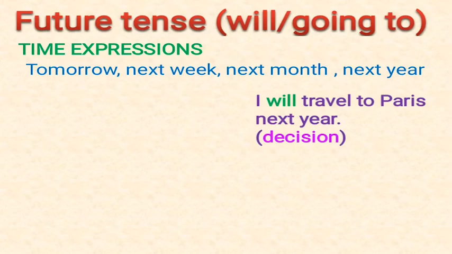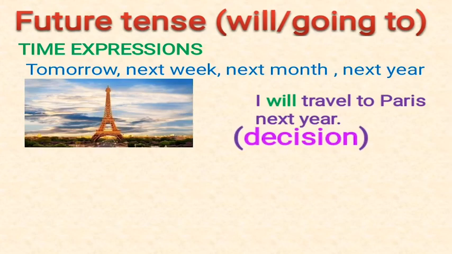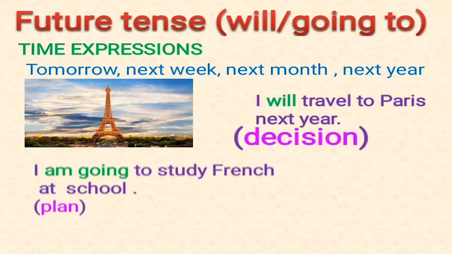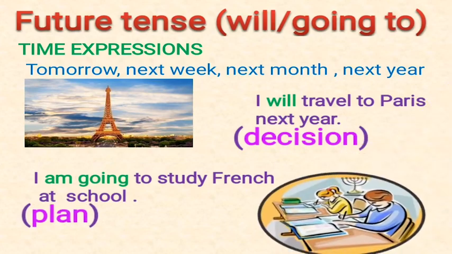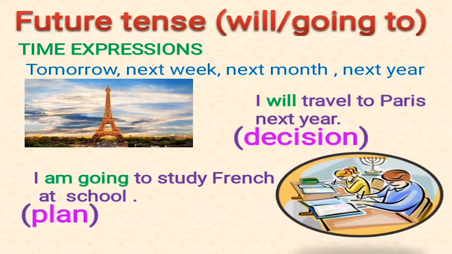So, will and going to are used to talk about decision. So, here will is used to talk about decision. And in the next example, I am going to study French at school. This is a plan. So, here I am going to is used to talk about the plan that you are going to study French at school. Then we will learn about the other uses of will.